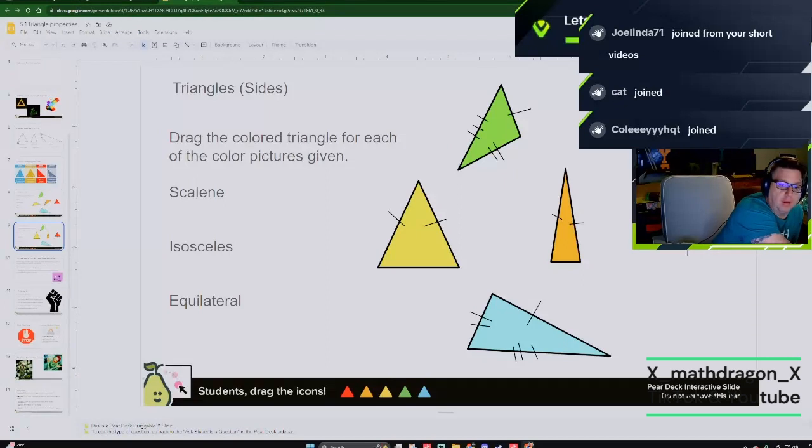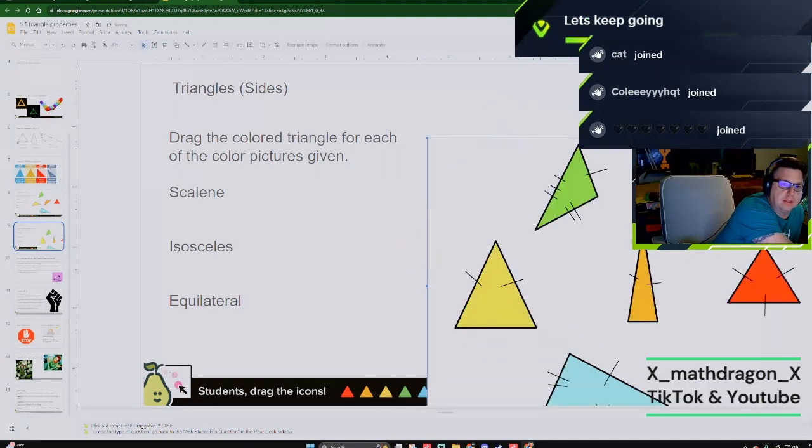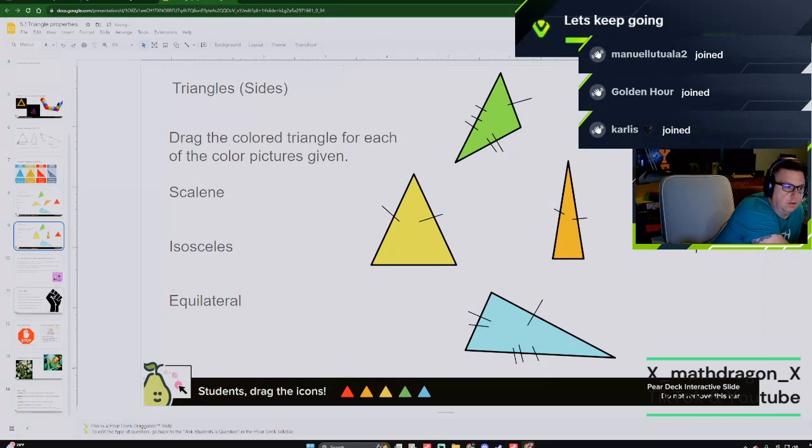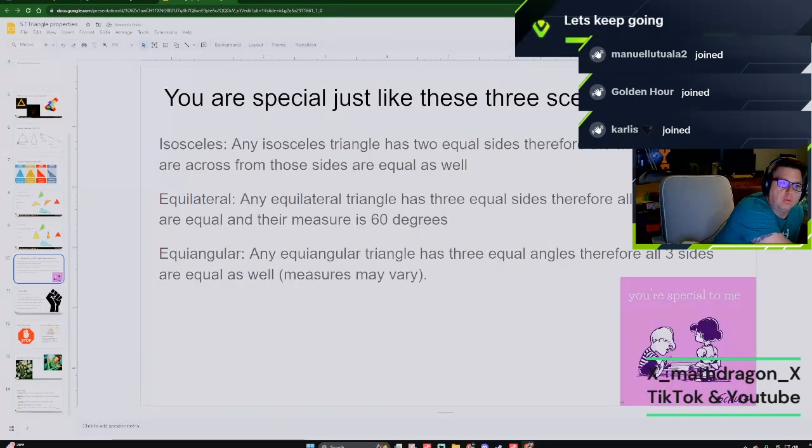And then the same thing. All three sides are different. 1, 2, 3. That's a scalene. Then you have an isosceles, another scalene, an isosceles, and then an equilateral. All right. And then you are special, just like these three scenarios.